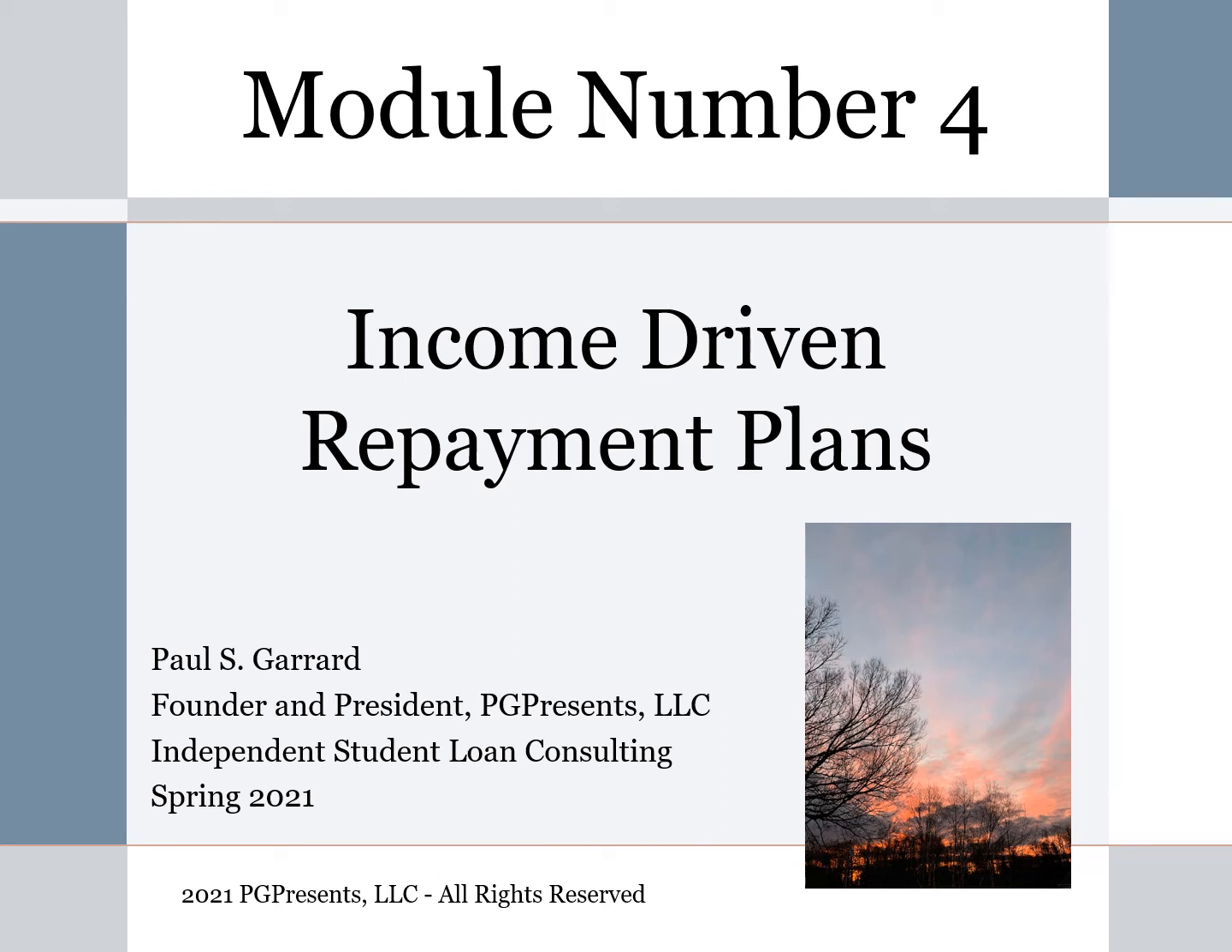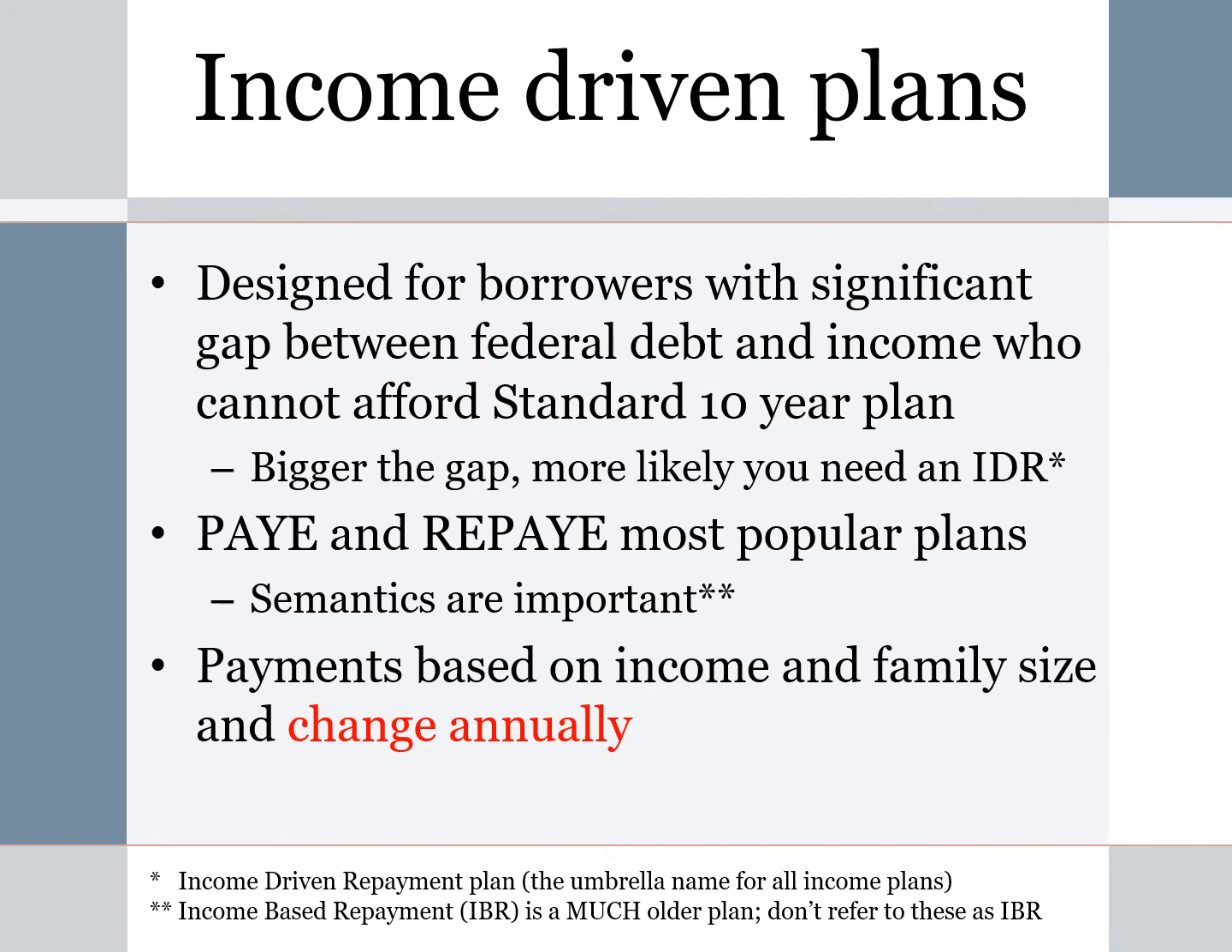This is module number 4, a very important module where we talk about the income-driven repayment plans. Now, as you know from the previous module, an income-driven repayment plan is designed for someone who simply cannot afford repayment under a standard 10-year time-driven repayment plan. In other words, the gap is so big between their federal debt and their income, they just cannot afford a plan like the standard 10-year plan. And the bigger the gap, the more likely you're going to need an income plan.